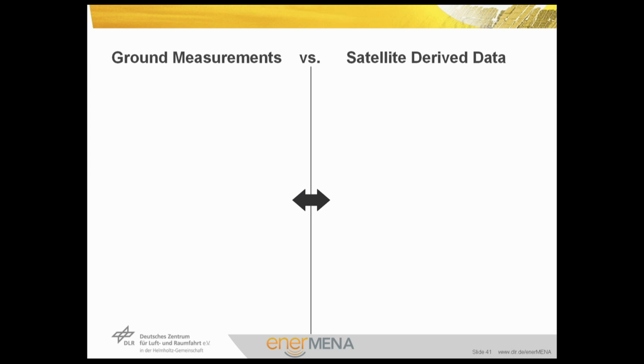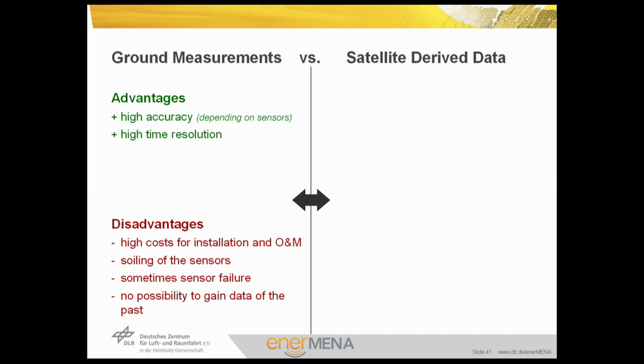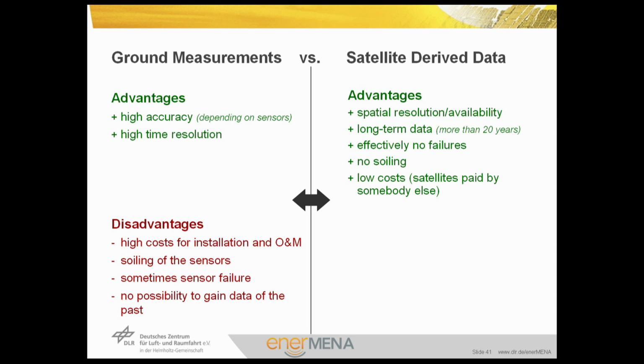In this slide, I want to compare ground measurements with satellite-derived data. Ground measurements have quite high accuracy, depending on the sensors, and they obtain a quite high time resolution. The disadvantages of ground measurements are the high costs for installation and also for operation and maintenance. Soiling of the sensors is an issue. Sometimes you have sensor failure, and of course, it is not possible to gain data of the past.